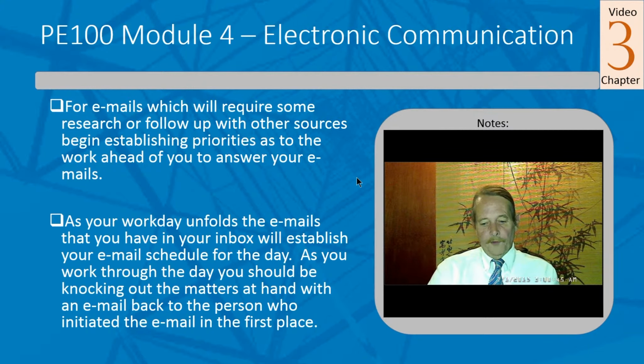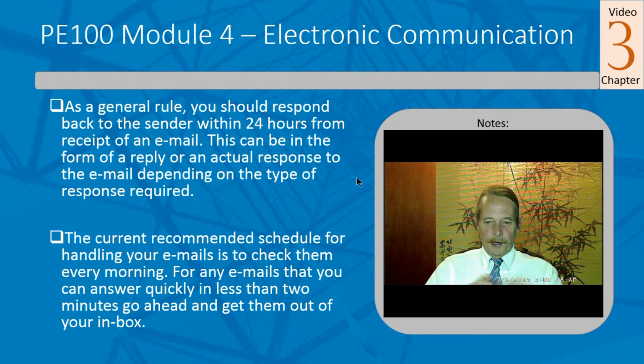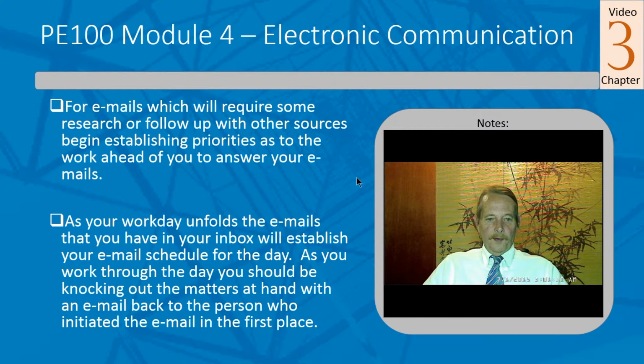So basically, if we go back to that, we're saying you have a 24-hour rule to either respond or reply. And if you can, when you're reviewing your emails, apply the 2-minute rule, so that you can clean out the easy stuff and then keep focused on those items that are really important for you to manage at that time. So for emails which require some research or follow-up, you need to, at that same exact time when you open those emails up in the morning, establish priorities as to the work ahead of you.